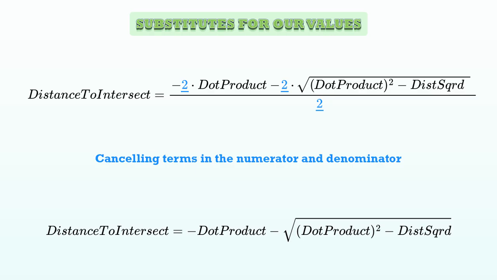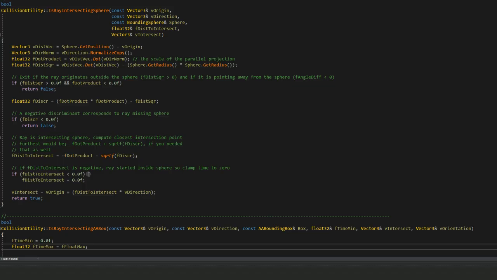If the distance to intersection is a negative value, it means the origin of the ray is within the sphere's radius, so we clamp it to 0, which shows a notable attribute of this function. We don't get the intersection point on the sphere if the ray starts within it. This function assumes the ray is starting from outside the sphere in most cases. We then offset the ray's direction vector by the distance and add it to the ray's origin to calculate the intersection point. Finally, we return true.